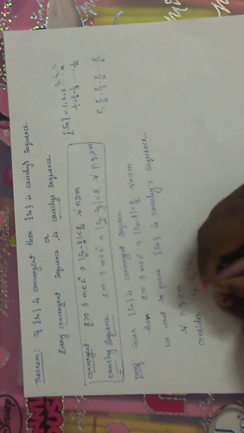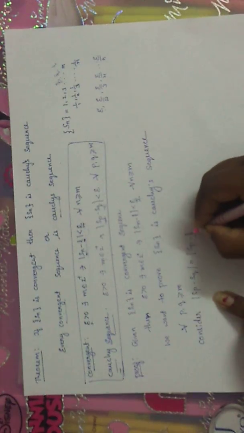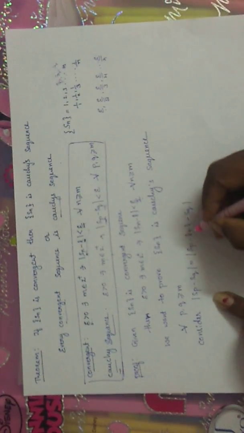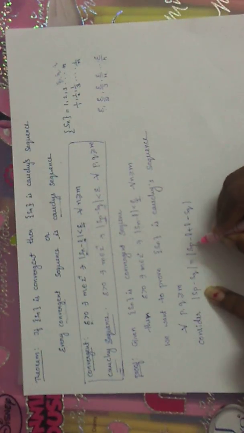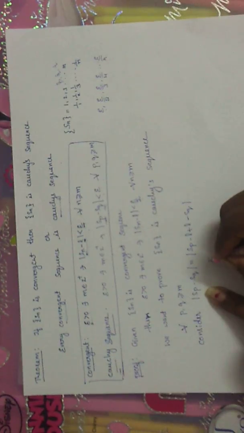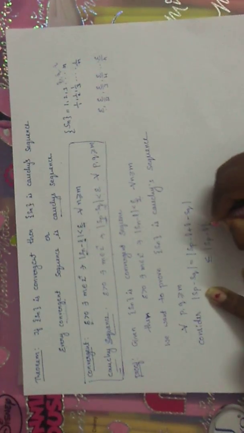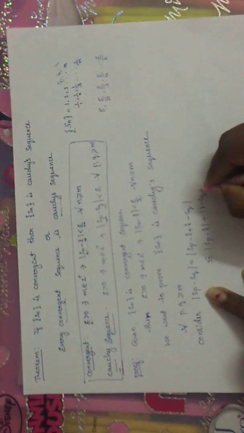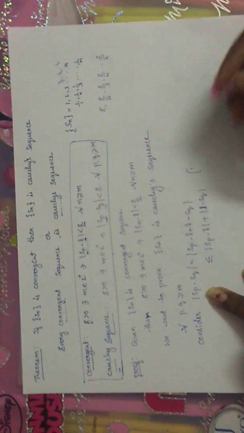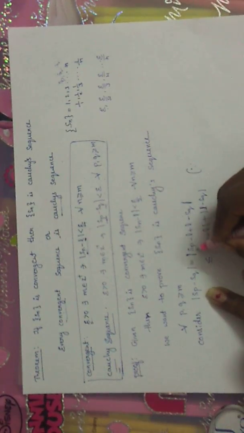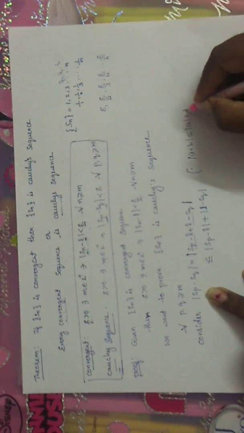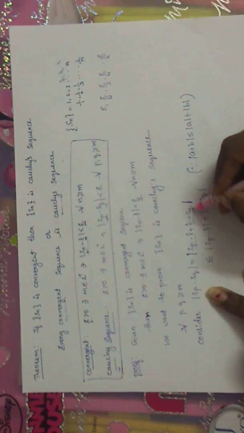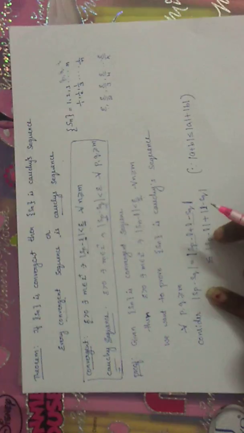So now Sp minus Sq equals Sp minus L plus L minus Sq. I am just subtracting and adding L. If I cancel these two, I get the same term. So mod of Sp minus L plus L minus Sq is less than or equal to mod of Sp minus L plus mod of L minus Sq. Why less than or equal to? Suppose this is A and this is B. Then mod of A plus B is less than or equal to mod A plus mod B.